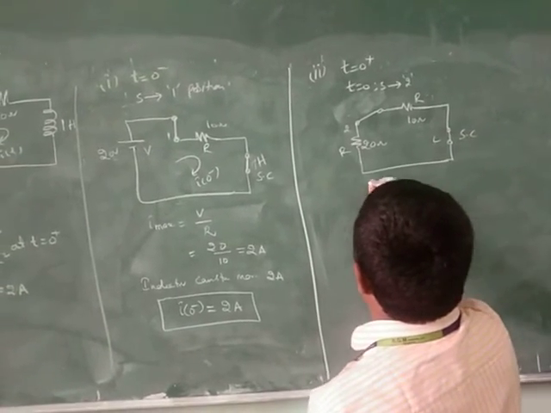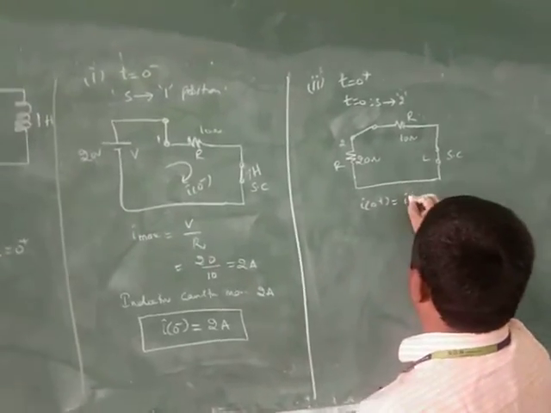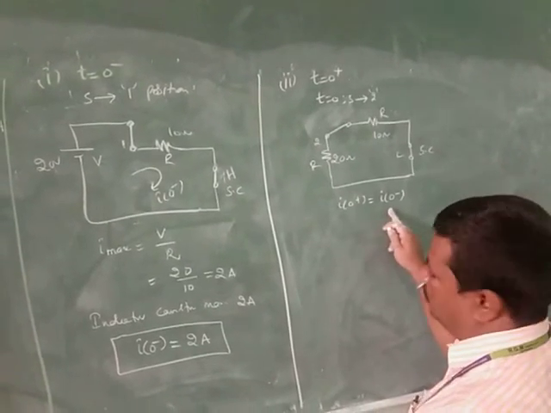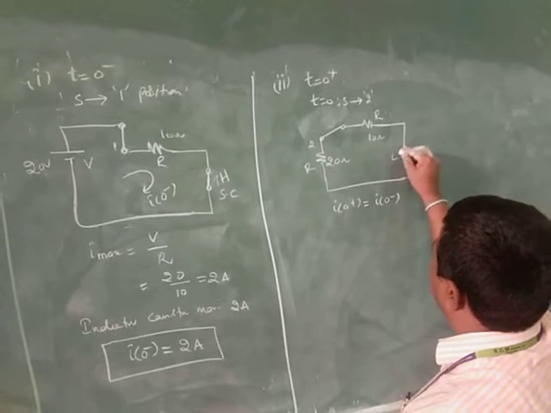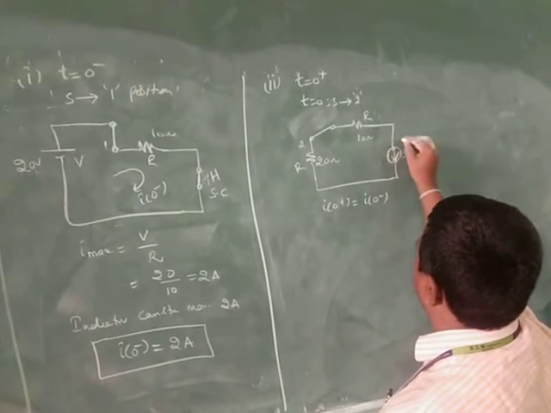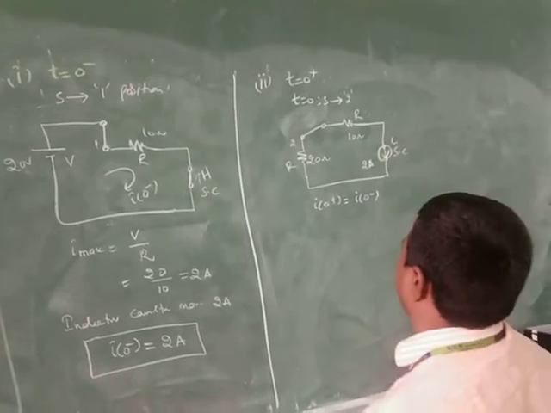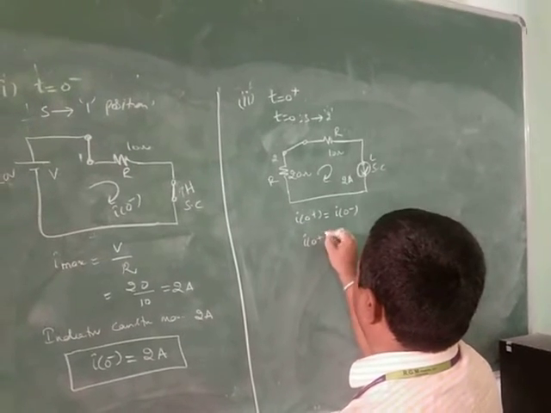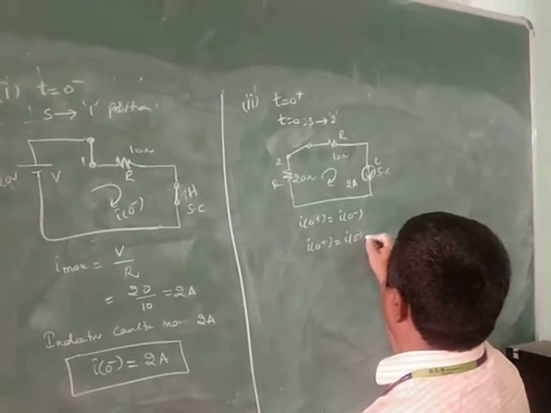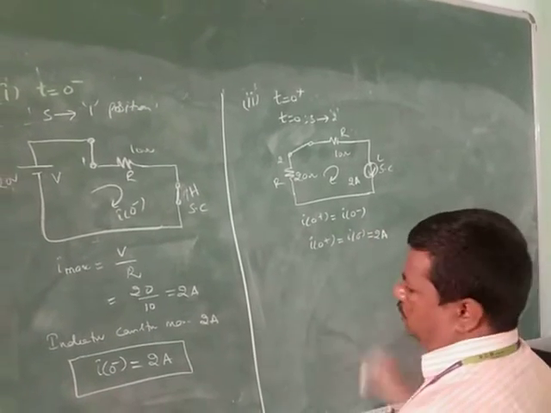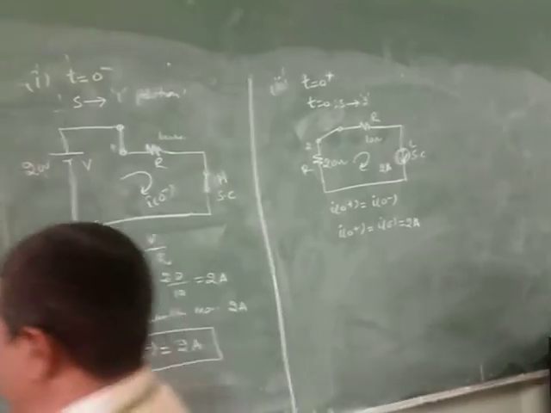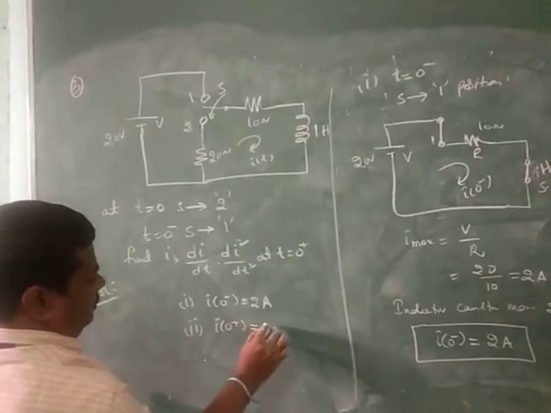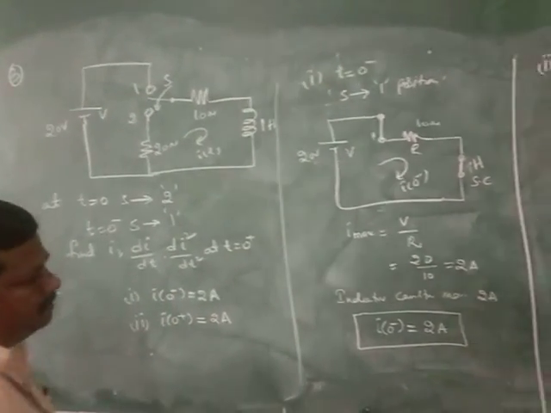Why? Because I of 0 plus is equal to I of 0 minus. Here I of 0 minus is equal to 2 amperes, so the current through this inductor is 2 ampere. Now the current flowing in the circuit is this 2 ampere. So I of 0 plus is equal to I of 0 minus, that is 2 ampere current. So the second condition is I of 0 plus is also 2 ampere.